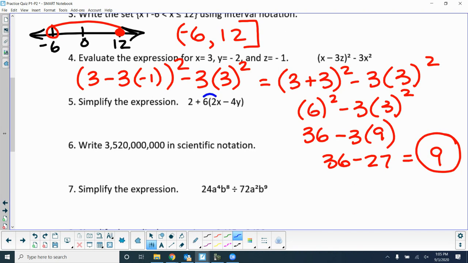We're going to distribute the 6. I can't subtract 4y from 2x. They're not like terms. So it's going to be 6 times 2x, 12x, and 6 times negative 4y, negative 24y. None of these are like terms, so I'm done. It's simplified. Maybe tomorrow you'll have like terms you have to put together. You guys can handle that.